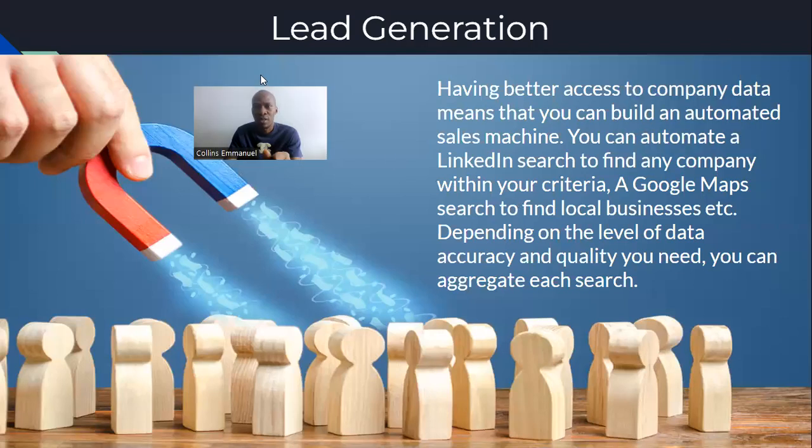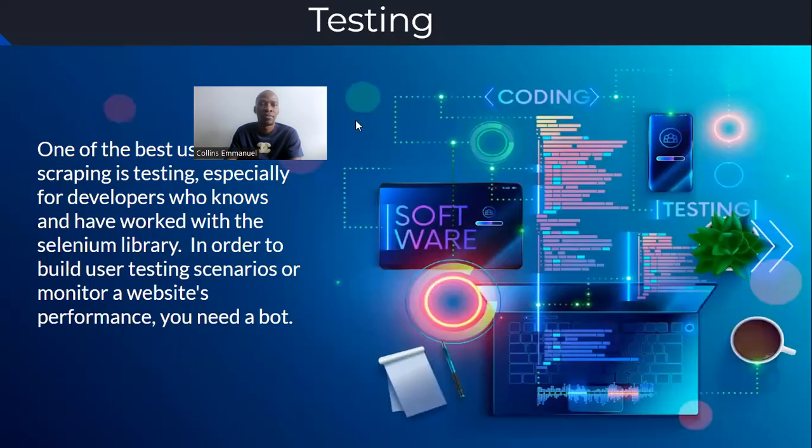So lead generation. Having better access to company data means that you can build an automated sales machine. You can automate a LinkedIn search to find any company within your area, or a Google Maps search to find local businesses. Depending on the level of data accuracy and quality that you need, you can aggregate each search.